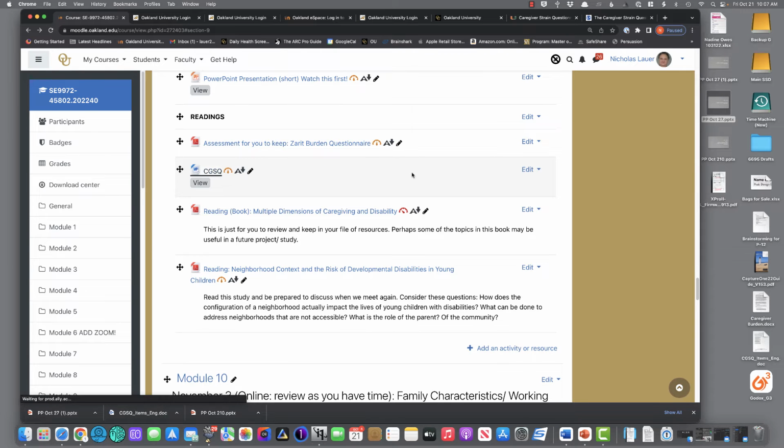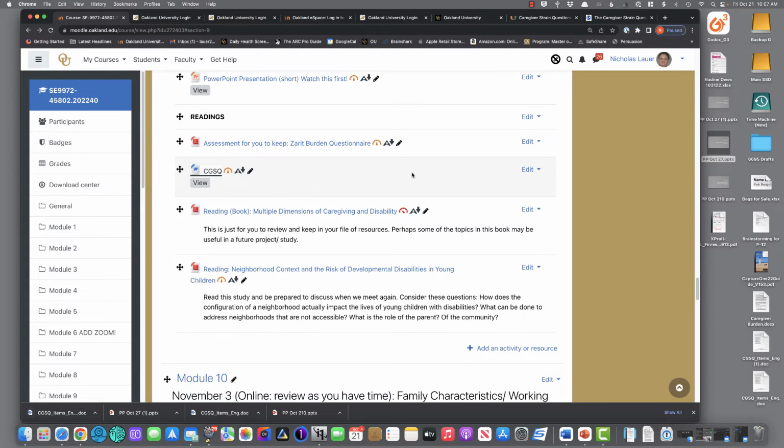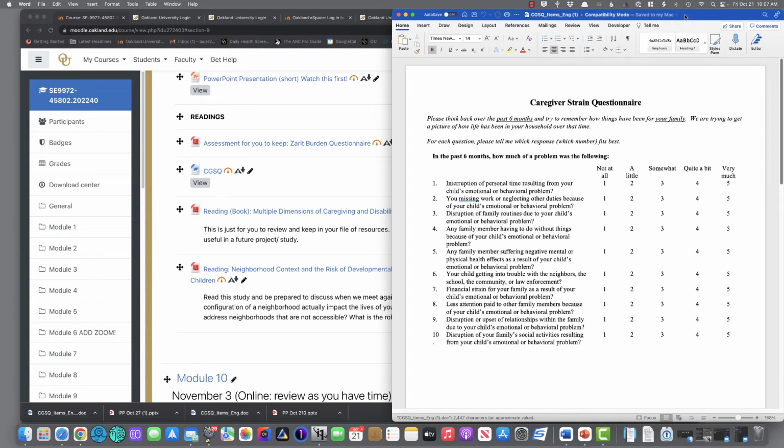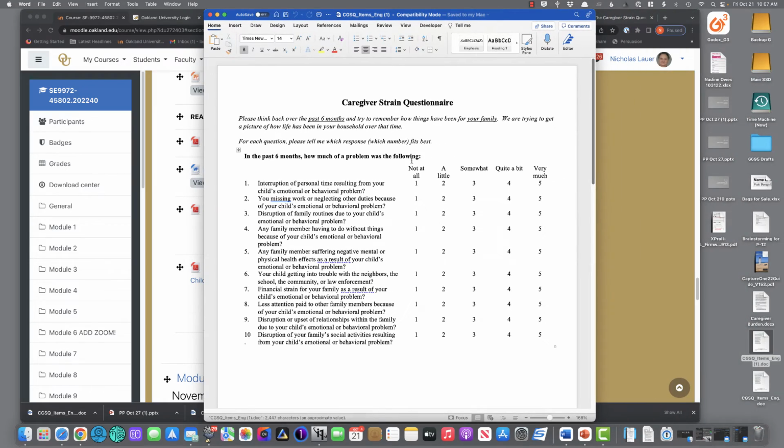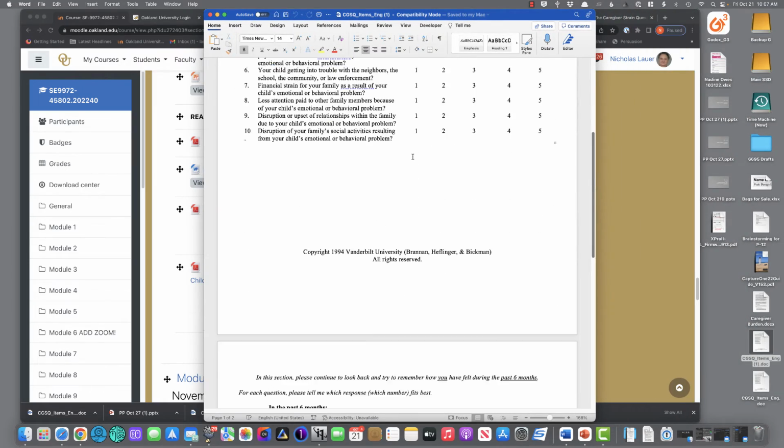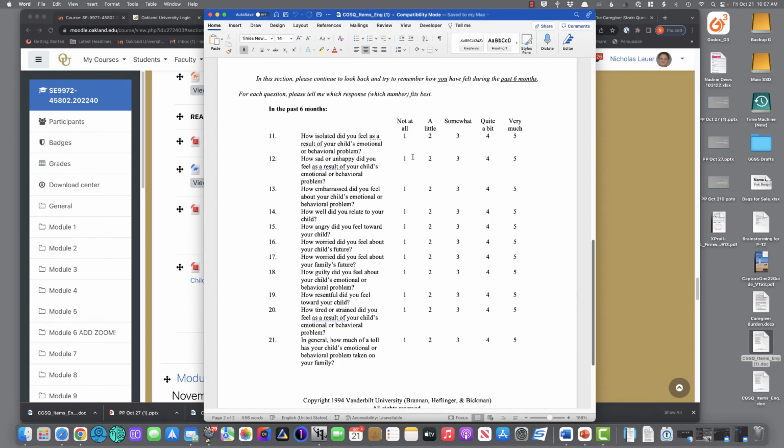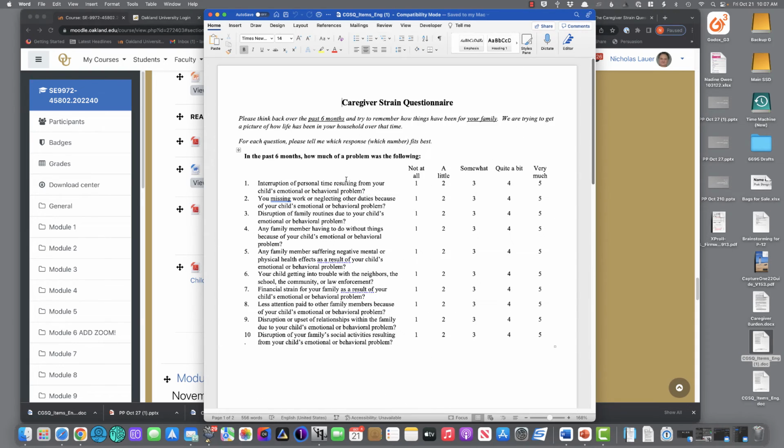And you've got the caregiver survey questionnaire. That one will probably download. So this one's similar but different. Again, how much of a problem was the following? And in this case, they talk about the child. So it's more specifically meant for a child, but it doesn't matter. You could substitute the word relative in here also. So still the same type of thing.